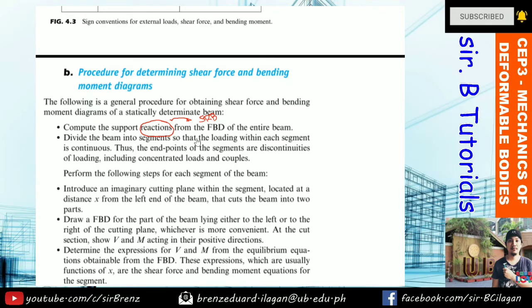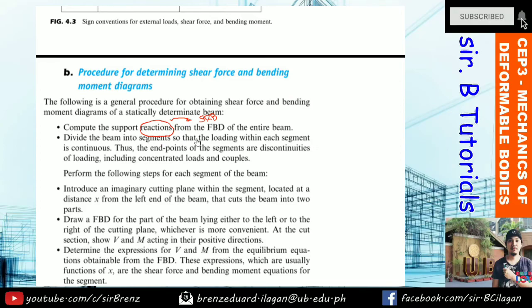So, step number 3, introduce an imaginary cutting plane within the segment located at a distance x from the left end of the beam that cuts the beam into 2 parts. So, coming from the left end hanggang doon sa section. Magsasection ka base doon sa mga changes in loading. Okay? Next, draw a free body diagram of the part of the beam lying either to the left or to the right.